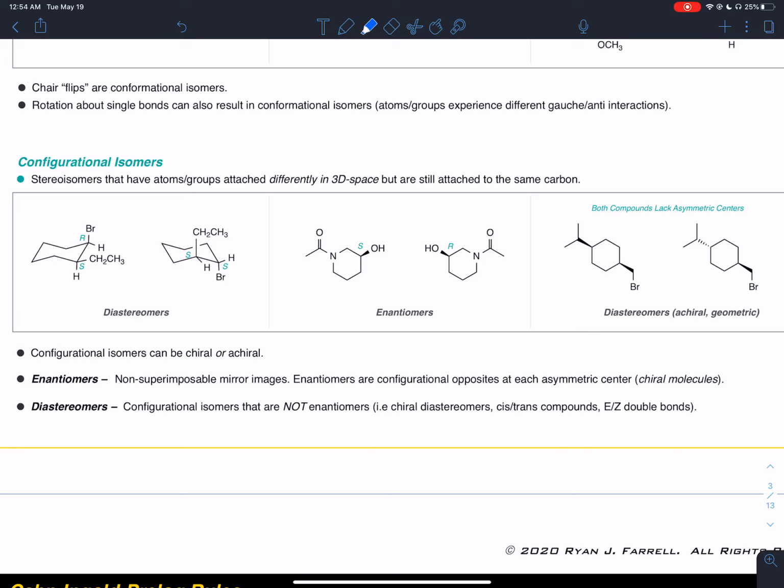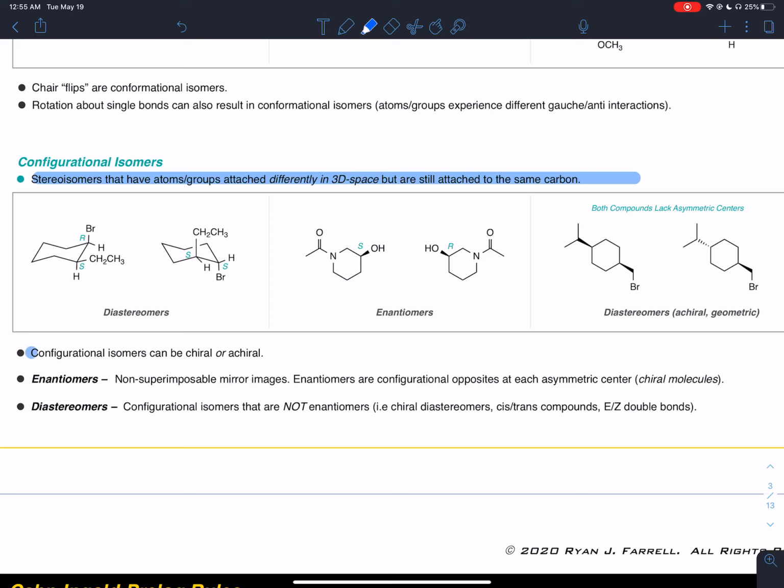Hi everyone, in this video tutorial we are going to be talking about configurational isomers. Configurational isomers are isomers that have atoms and/or groups attached differently in 3D space, right? But the groups are still attached to the same carbons and the configurations are different, okay? Configurationally we have some difference, okay?